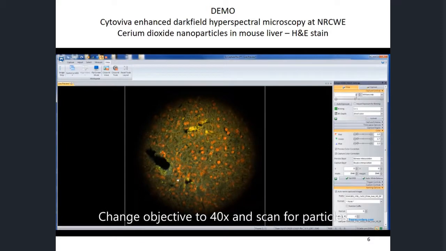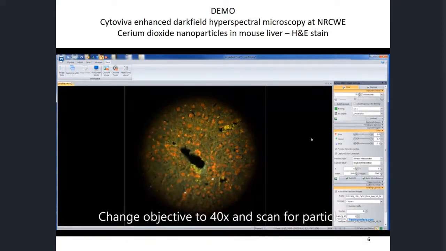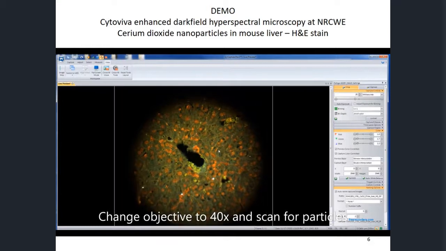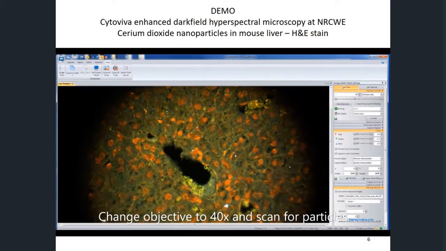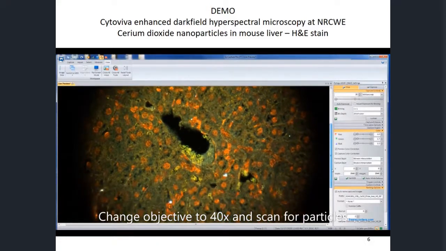Then you can change to a higher magnification and start scanning for particles. Most particles, if they scatter light, will appear white in a dark field image. So you can start at this low magnification and look for any bright spots. And what we're looking at here is a mouse liver. The black in the middle is a vein, and the small yellow circles are red blood cells. All the red circles around are the nuclei of the liver cells.